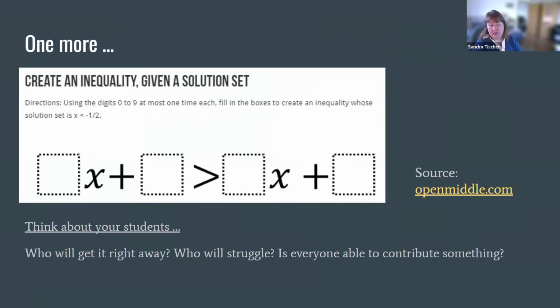Is everyone able to contribute something? That's another thing, because in my groups of usually 3, when I send them off to the whiteboards to solve a problem like that, I only give them 1 marker per group. So they have to figure out what to do, how to use it. Can everyone say something? Will some people just zone out and not learn anything?